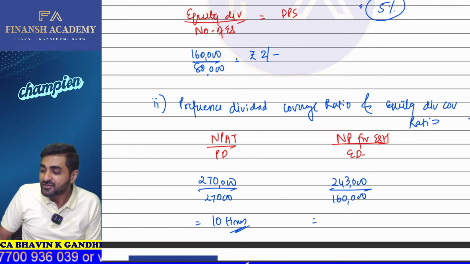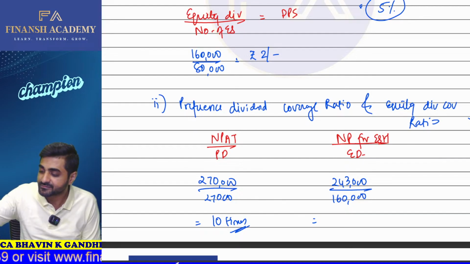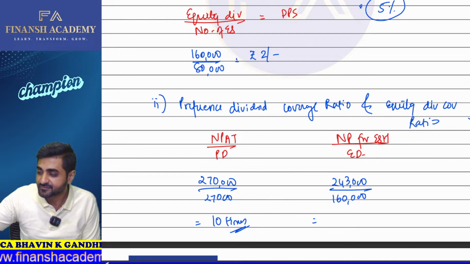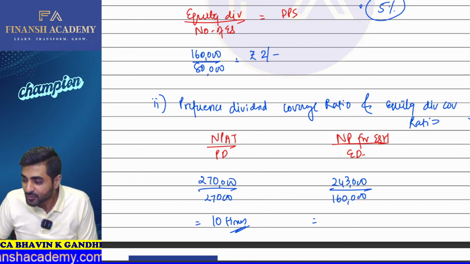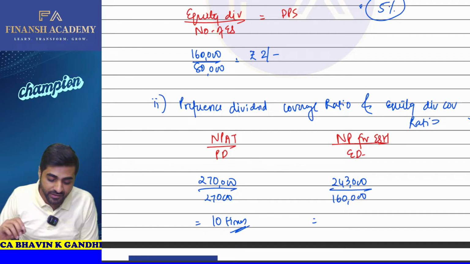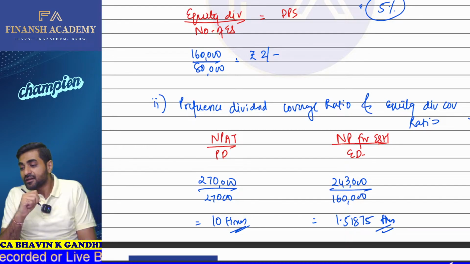Okay. So 2,43,000, we are going to divide that by 1,60,000. So this will be nothing but 1.51875. I hope you guys are trying to understand this.